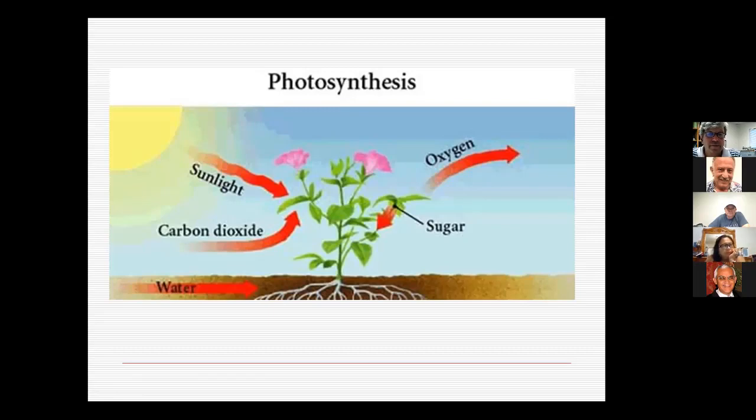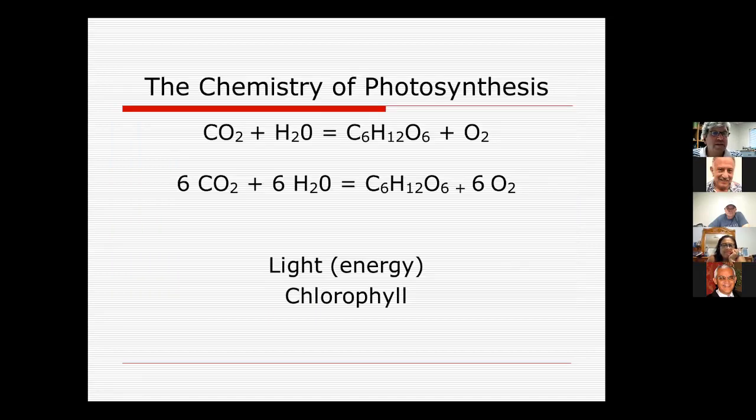So that's photosynthesis in 4 minutes. That's the basics of photosynthesis. It's a simple equation. It's 6 carbon dioxides plus 6 waters give you 1 sugar molecule and 6 leftover waters. That's it.